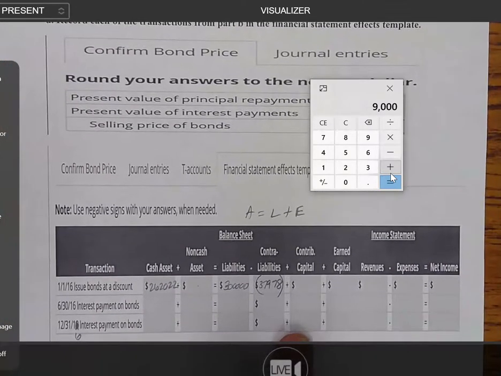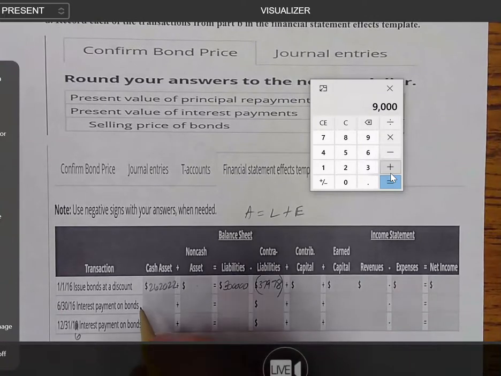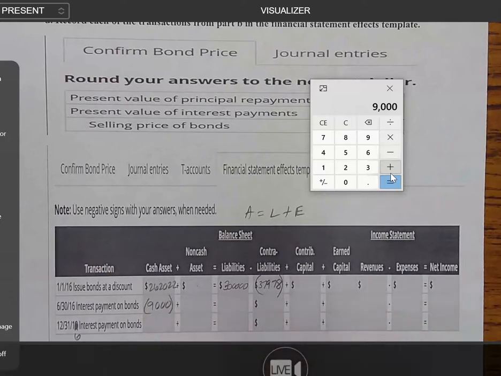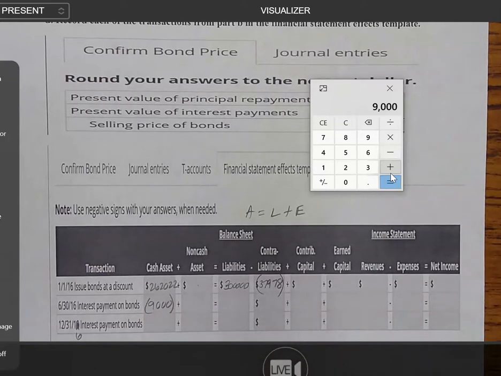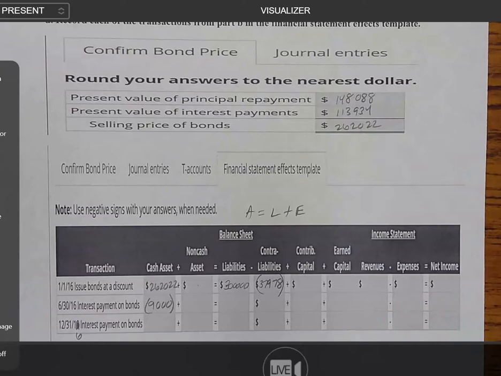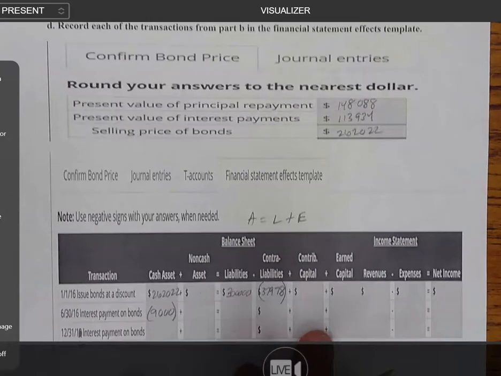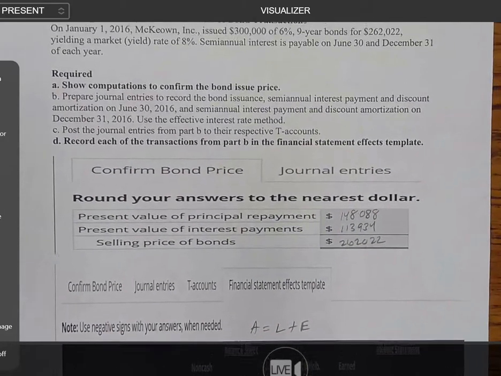Okay. So cash is going down. So we're going to put that in parentheses, or a negative sign, whatever would be right on your homework. Okay. So what else has to happen? Well, let's clear this out and move it out of the way so we can move our paper back up and get some more information.